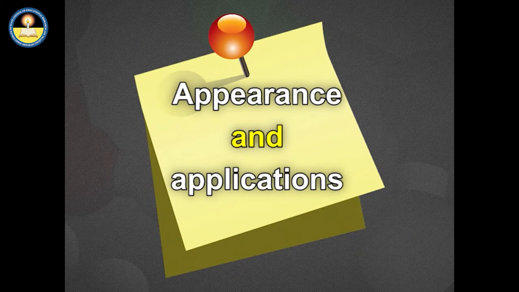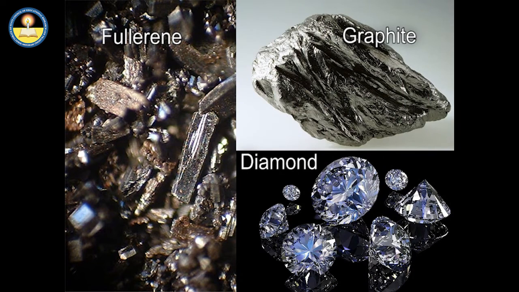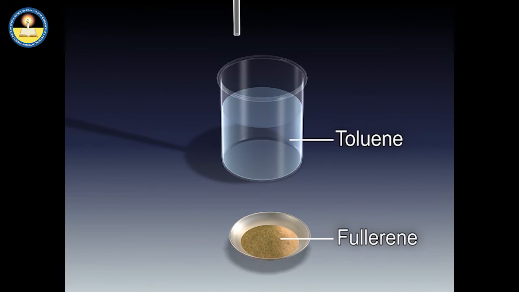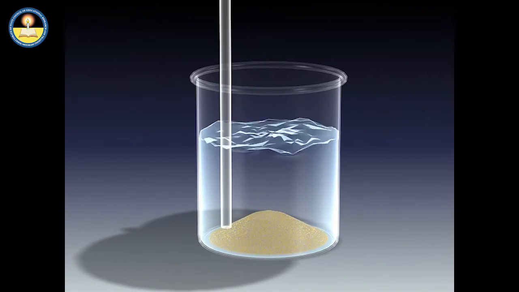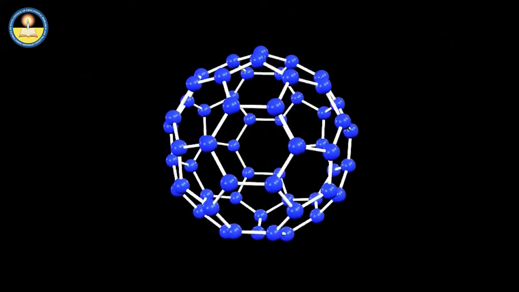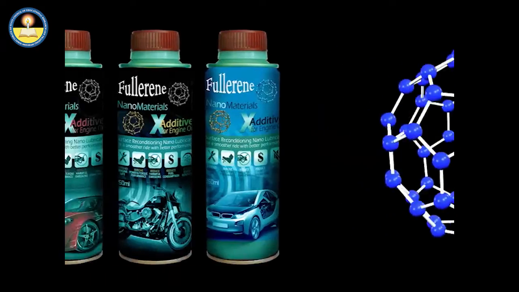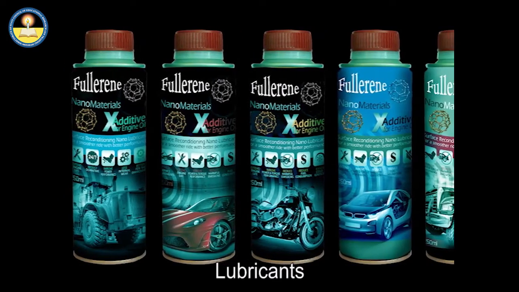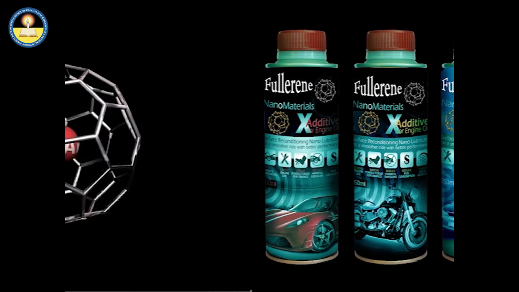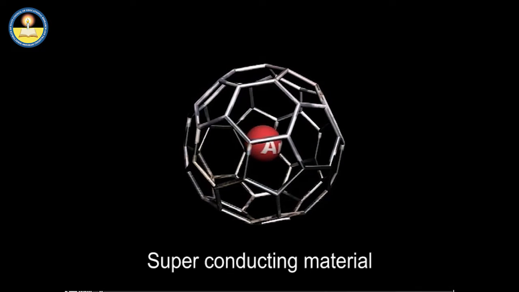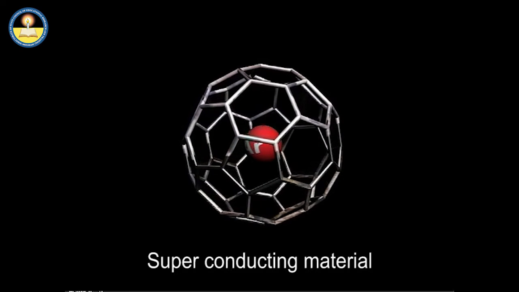Appearance and applications. C60 fullerene looks different from diamond and graphite. It's a yellow powdery substance which turns pink on dissolution in solvents like toluene. Fullerenes show unusual characteristics and applications like they are wonderful lubricants because the balls can roll between the surfaces. Fullerenes also act as superconducting materials even at high temperatures of the order of 10 to 40 Kelvin.